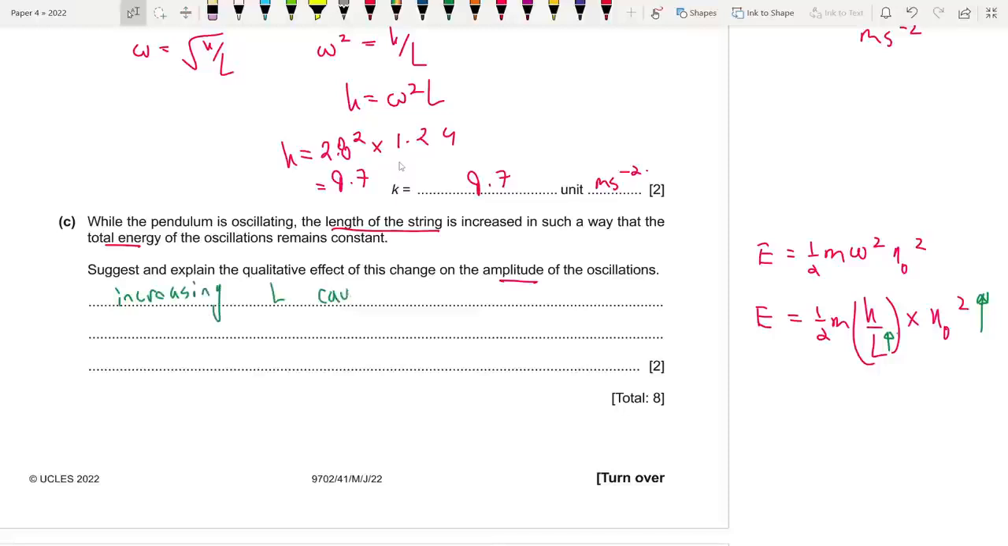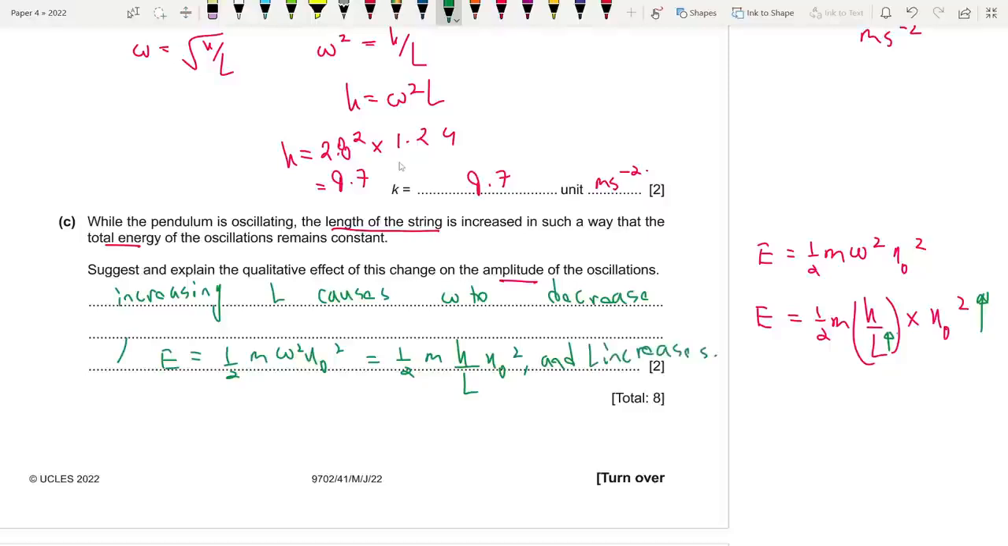So we can say that increasing L causes omega to decrease, or you could opt for what I was doing on the right hand side, or you could say that energy is equal to half m omega squared x naught squared, which is equal to half m k by l x naught squared, right? And L increases. So to balance it out, what's the second point? We need to say that the amplitude increases, to balance this change out.